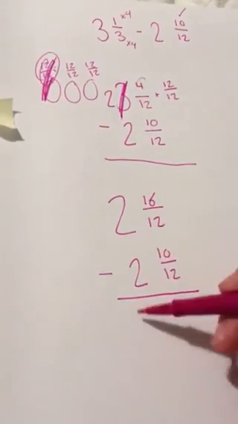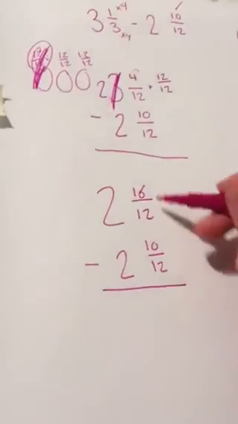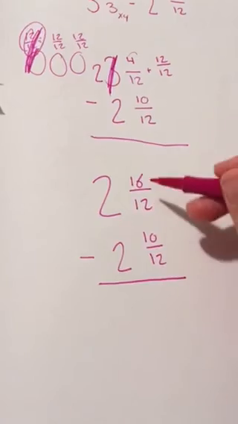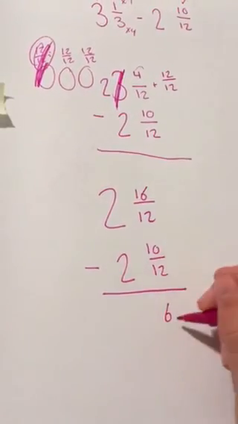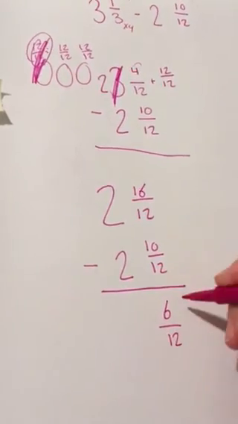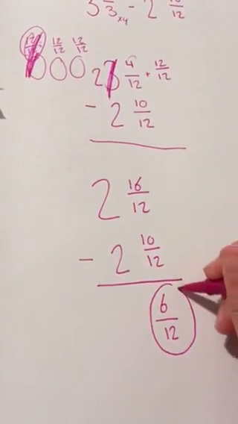So 2 minus 2 equals 0. Don't have to put anything down there. 16 minus 10. 16 minus 10 is going to give us 6. Over, keep the same denominator, 12. So 6 twelfths is my answer.